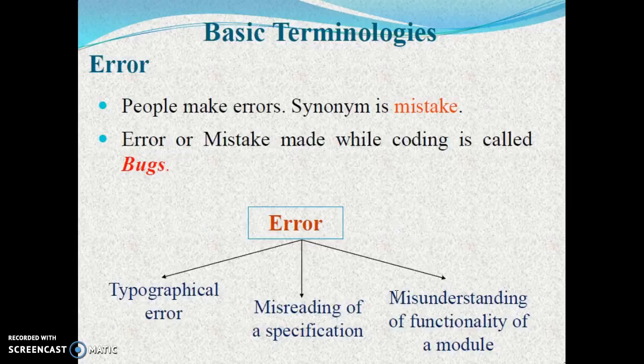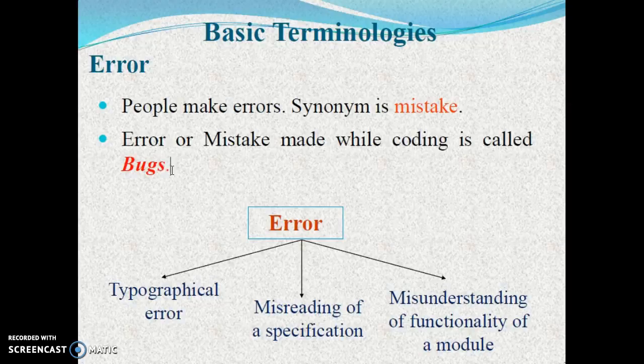So we have very basic terminologies associated with software testing. First is the error. People make errors. It may be any type of mistake. Mistake is a good synonym of error. Errors or mistakes made while coding are called bugs. Obviously, a developer or a coder may produce different types of bugs that may be reflected in the form of code. So errors may be typographical errors.